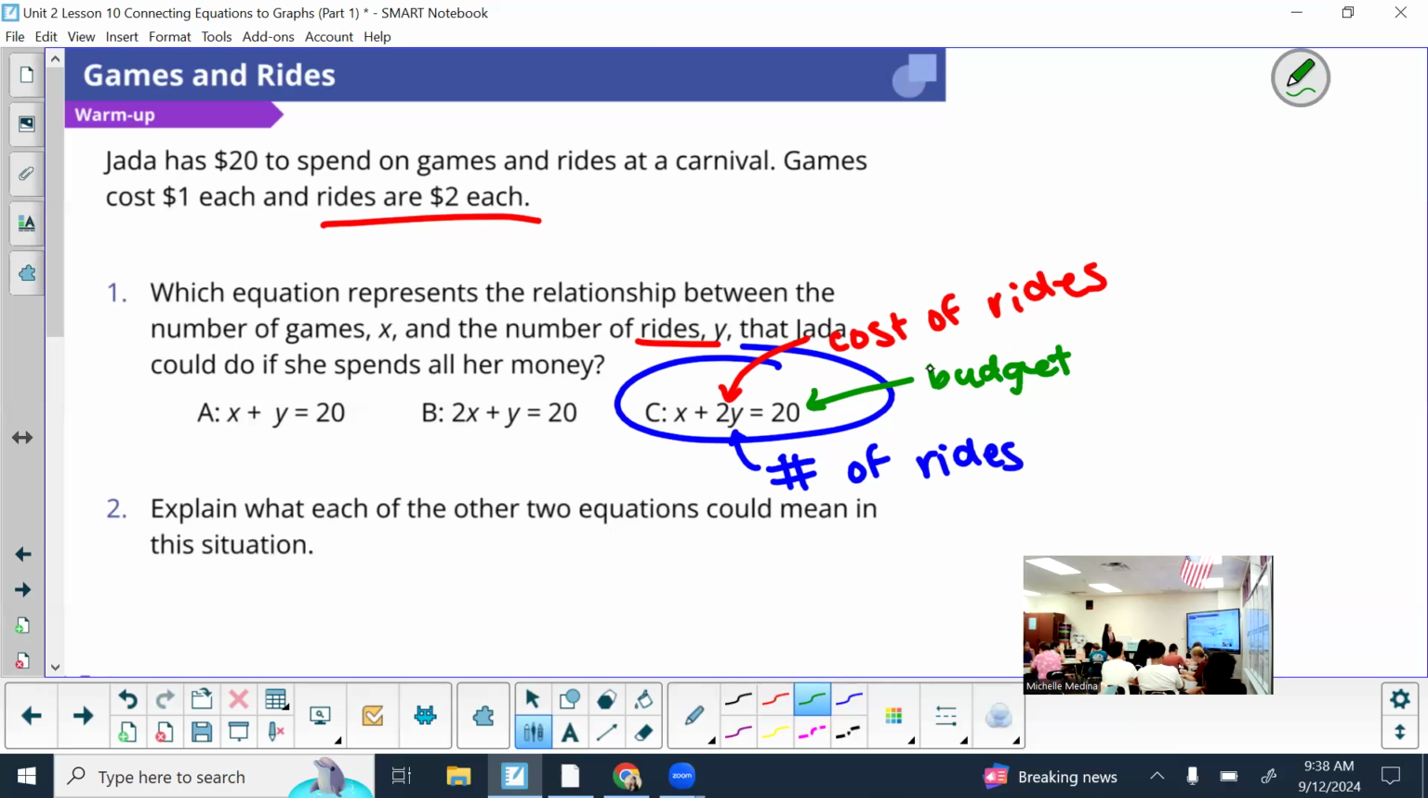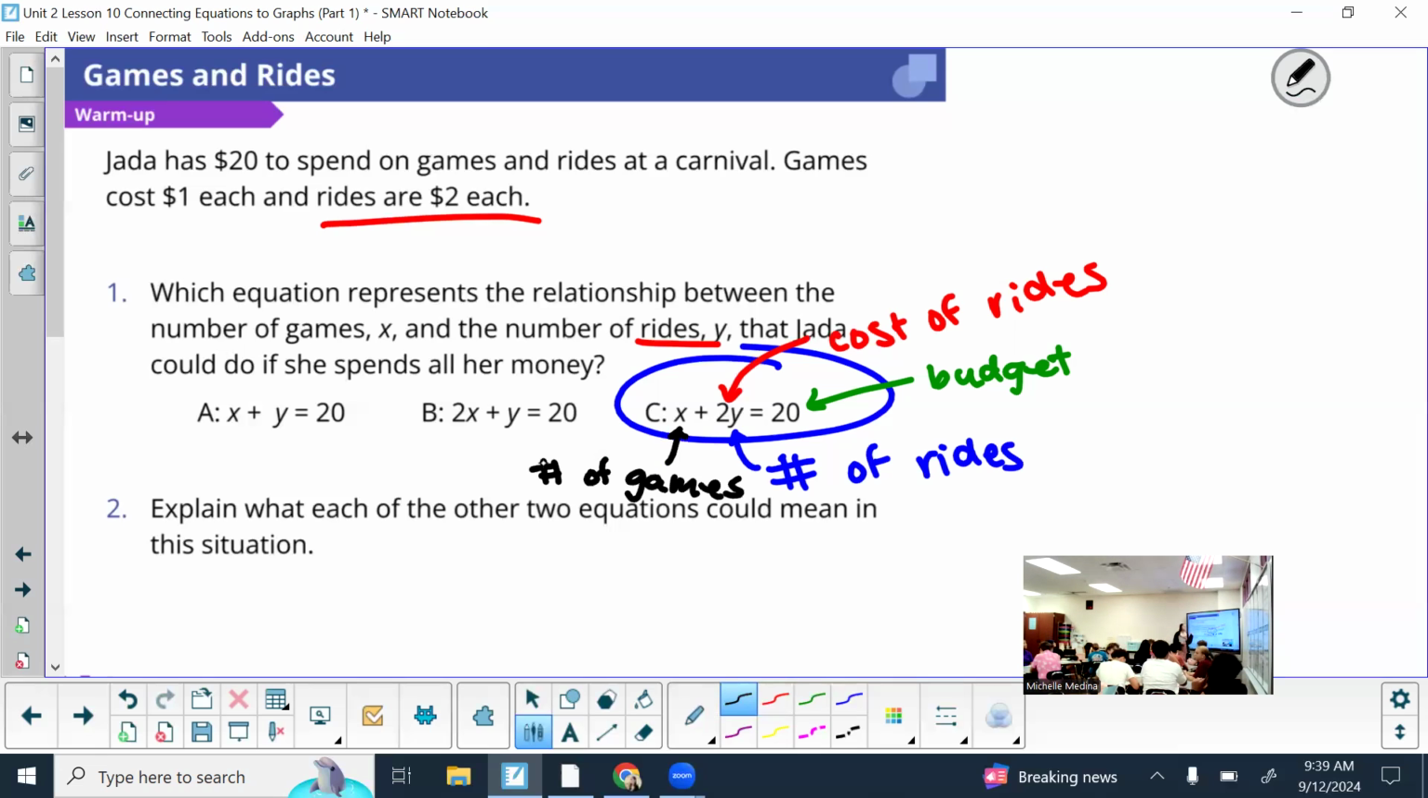Table 2, can you tell me what the X represents in this situation? The number of games she plays, good. Class, why doesn't this one have a number in front? Because it only costs $1. So if she plays 2 games, it's costing her $2. I'm essentially multiplying it by 1, but anything times 1 is just that other number, right?